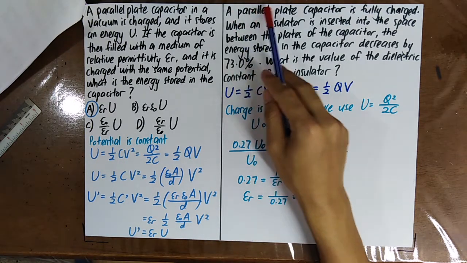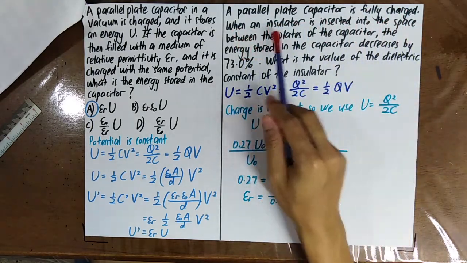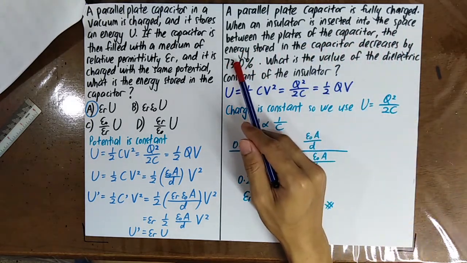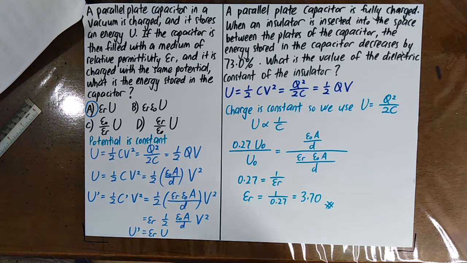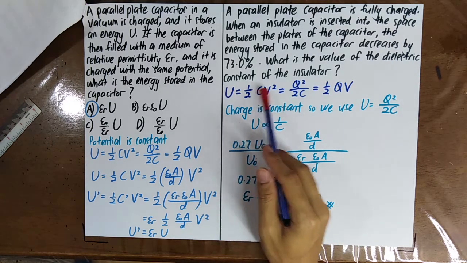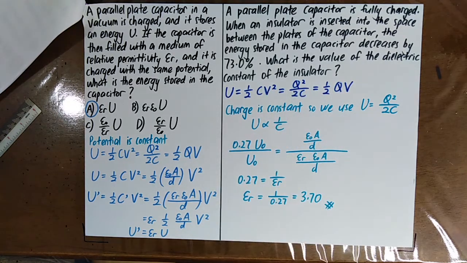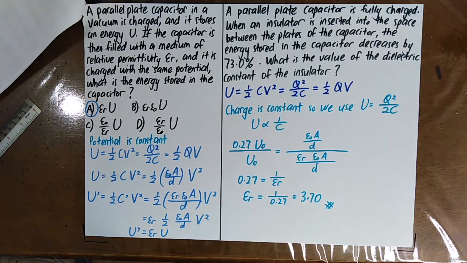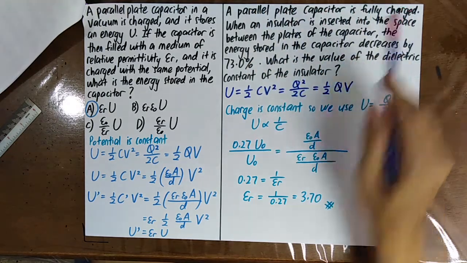A parallel plate capacitor is fully charged when an insulator is inserted into the space between the plates of the capacitor. The energy stored inside the capacitor decreases by 73%. What is the value of the dielectric constant of the insulator? Again, there are three formulas to be used for the energy of the capacitor. Which one do you prefer to use? Now you see, the charge is constant. Why do you know the charge is constant? Because it says that the parallel plate capacitor is fully charged.